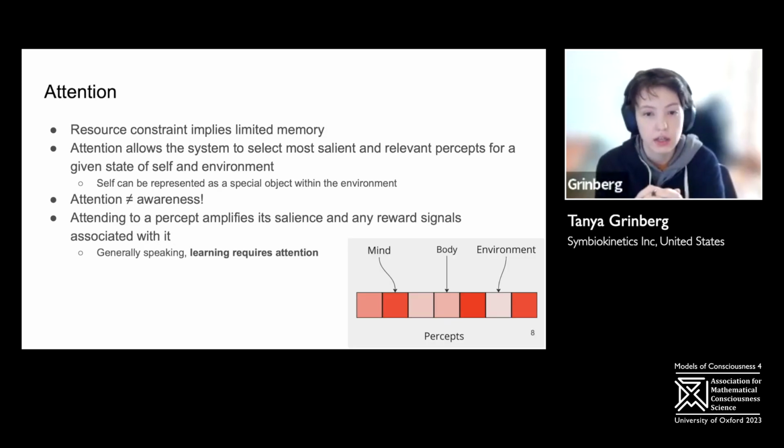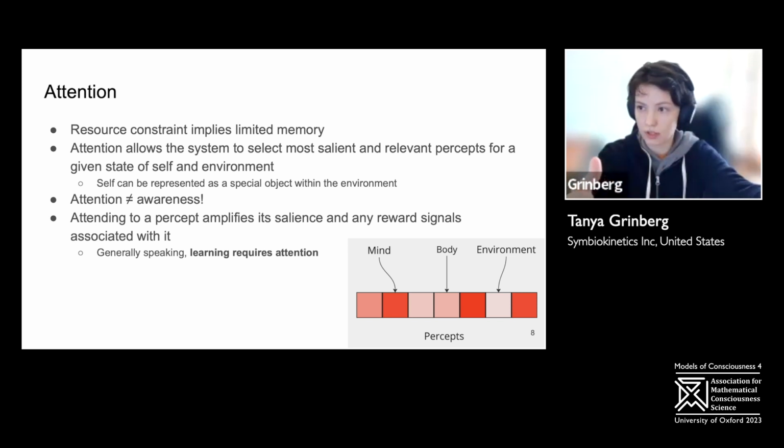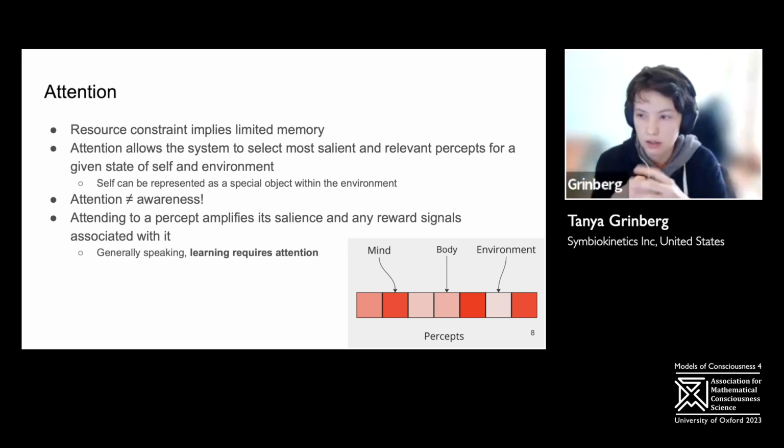Now on to attention. Another implication of resource constraint is limited memory. Attention allows the system to select the most salient and relevant percepts for a given state of self and environment, where self can also be represented as a special object within the environment. So by perception here, we're talking not just about the perception of the outside of the agent, but also anything that might be relevant to be paid attention to: the state of the cognitive objects, interoception, and obviously exteroception.